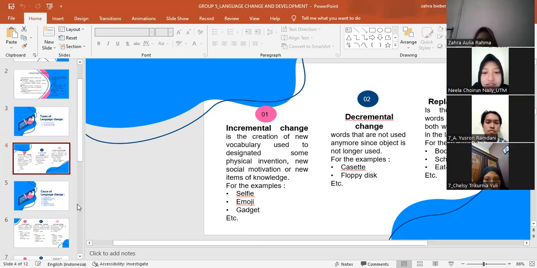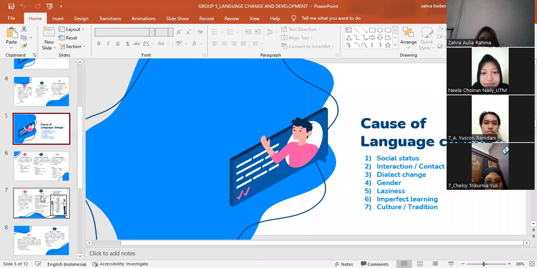And the last is replacement change, the replacement of a word or structure, but both ways actually coexist in the language used. For example, books, school to madrasa, and eat to eaten, and etc. Causes of language change: first, social status; second, interaction or contact; third, dialect change; then gender, laziness, imperfect learning; and the last is culture or tradition.